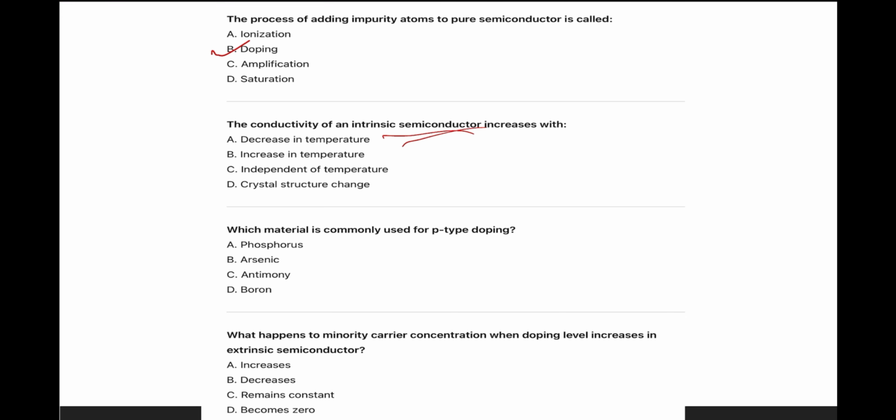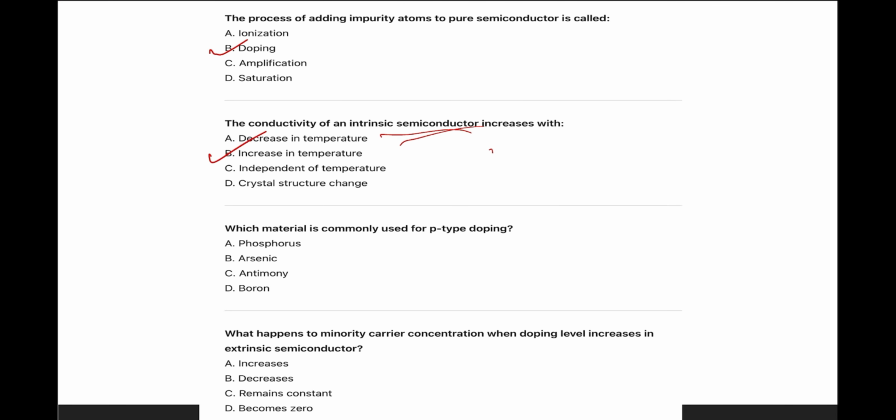In the case of an intrinsic semiconductor, the conductivity will increase with the temperature. The answer is option B. Which material is commonly used for P-type doping? Option A, phosphorus. Option B, arsenic. Option C, antimony. Option D, boron. Here they are asking for P-type. P-type impurity here is which one? Boron. So the boron is a trivalent acceptor impurity to create a P-type silicon. So the answer is boron. Option D.